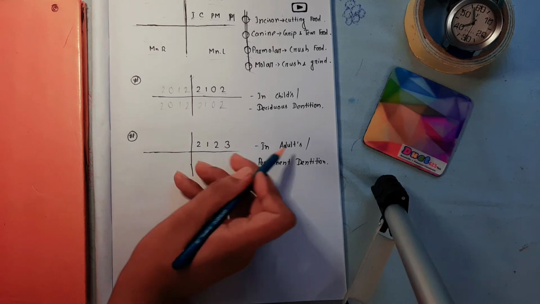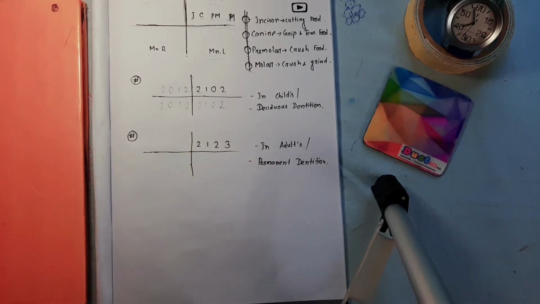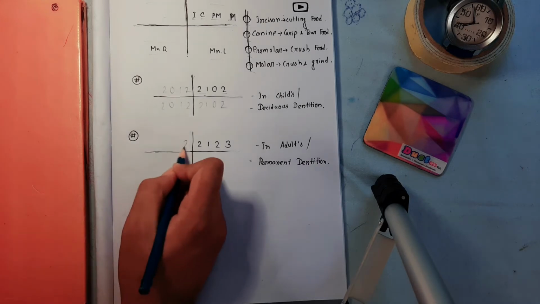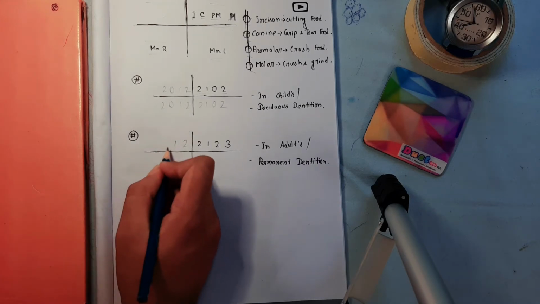In the adult's teeth, or permanent dentition, there are two incisors, one canine, two premolars and three molars in each half of the jaw.